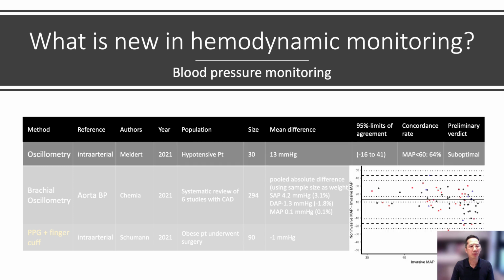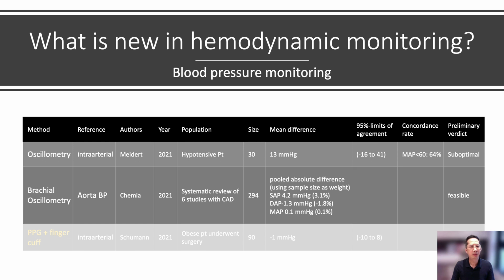First is trying to compare the conventional oscillometry versus the intra-arterial measurement for blood pressure. As you can see in this Bland-Altman plot, the mean difference is 13 millimeters of mercury, and the range of limits of agreement is pretty wide. In terms of the concordance rates, for those that can detect mean arterial pressure less than 60, it is only 64%. So the preliminary verdict is this is a suboptimal method.